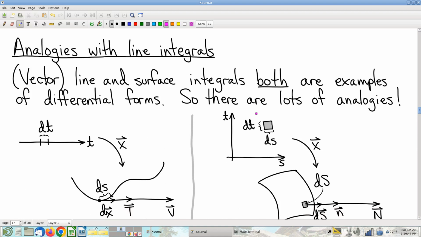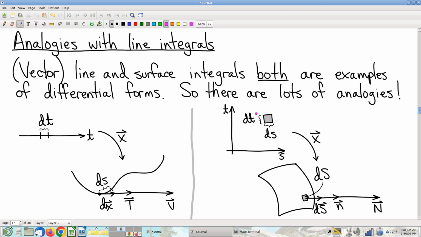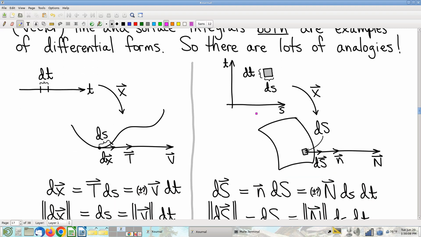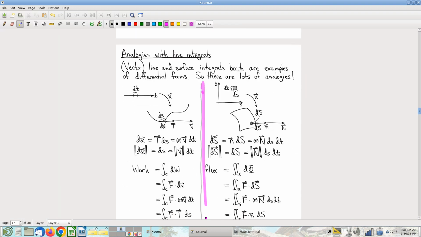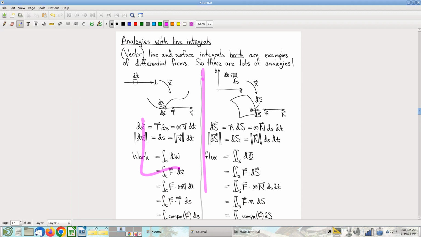Okay, so you may have noticed as we've developed vector surface integrals that vector surface integrals and vector line integrals have some kind of common feel to them. The purpose of this page is just to underscore all of the analogies between the various formulas involving vector line integrals and the various formulas involving vector surface integrals. So I set it up here. You'll notice that I have a line down the page, and we have a discussion of vector line integrals on the left and vector surface integrals on the right.